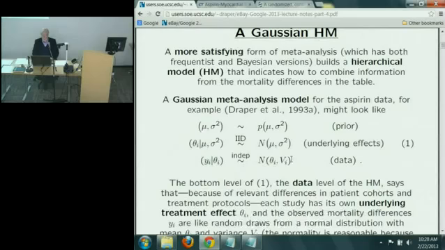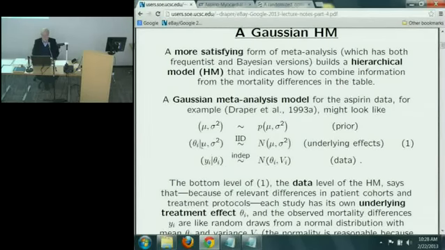So that's the data layer, and the basic thing that the model is trying to say at the data layer is that every study has its own propensity to come up with a different underlying effect of aspirin, and we would try to explain those differences scientifically by appealing to potential differences in patient cohorts and potential differences in treatment protocols.